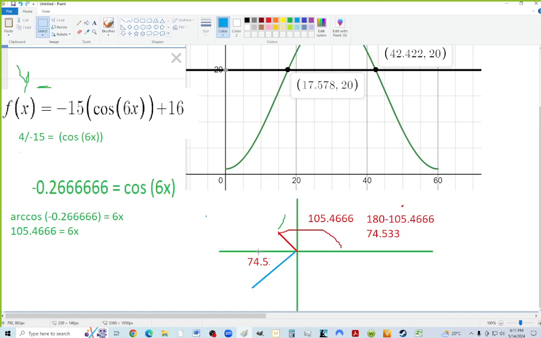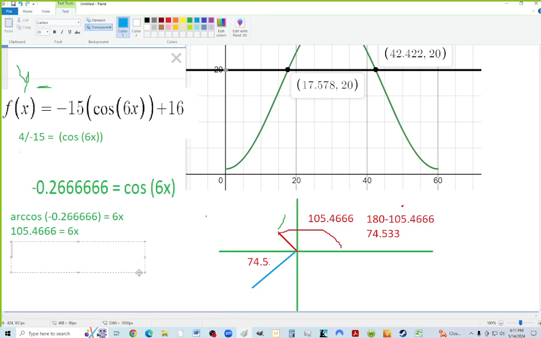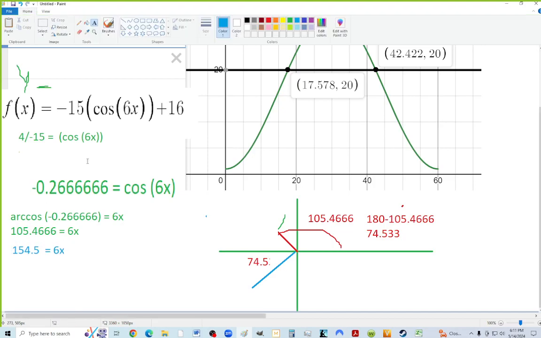Forget about this angle. I'm trying to find what is the angle all the way from the beginning. 180 plus 74.5. Tell me what that angle is. 254.5. That means these are my two possible solutions for this question. So I'm going to do a 0.5 for this one to make it easier on myself.